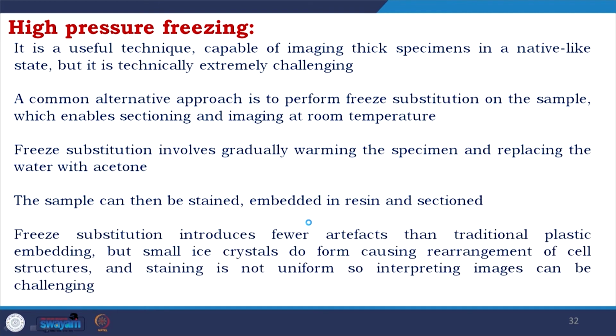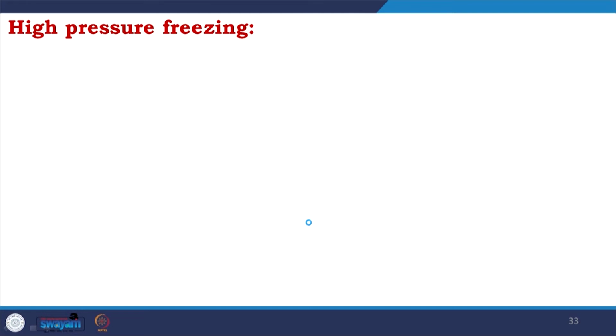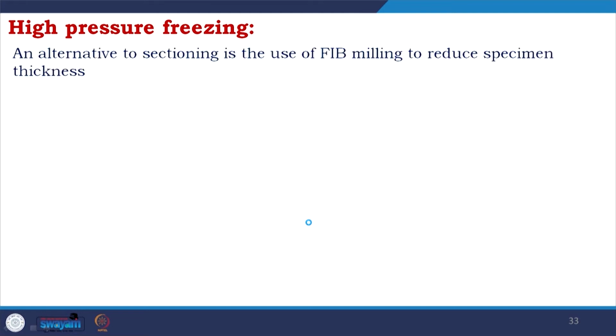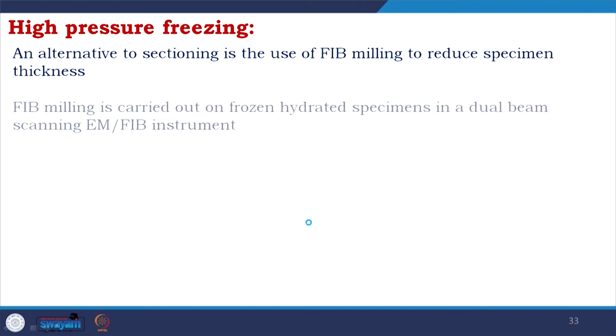Freeze substitution introduces fewer artifacts than traditional plastic embedding, but small ice crystals do form, causing rearrangement of cell structures, and staining is not uniform. So, interpreting images can be very challenging. An alternative to sectioning is the use of FIB milling to reduce specimen thickness.